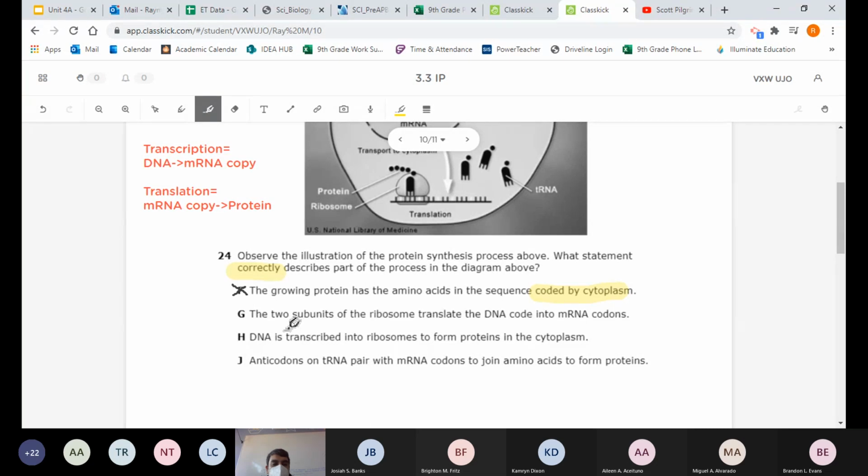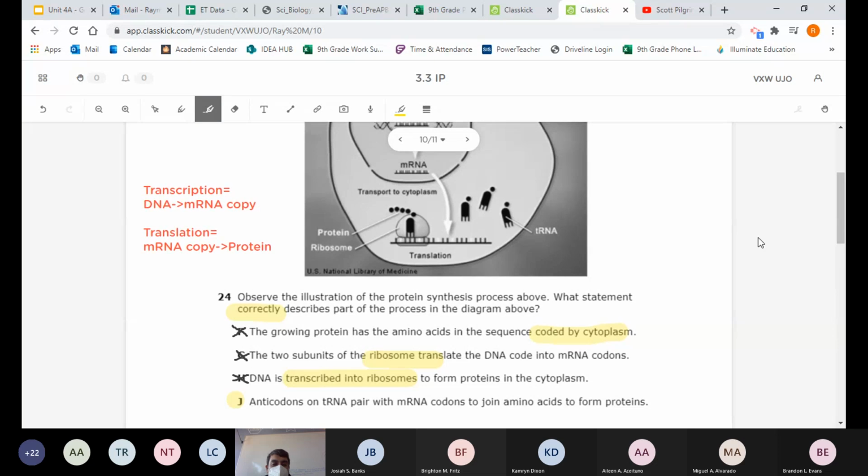So we look here, the 2 subunits of the ribosome translate the DNA code into mRNA codons. We know that the ribosome is translating the mRNA to make proteins. So you get rid of this one. Now we're just left with H and J, which both kind of sounded okay. DNA is transcribed into ribosomes. Remember that DNA is transcribed into mRNA, right? So you get rid of that one. J then is your answer. Anticodons on tRNA pair with the mRNA codons to join amino acids to form proteins.